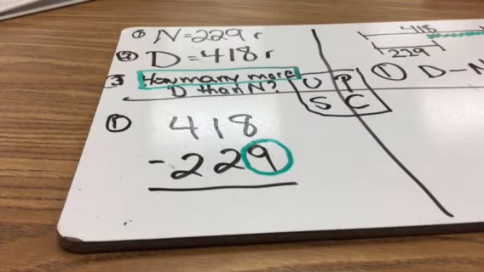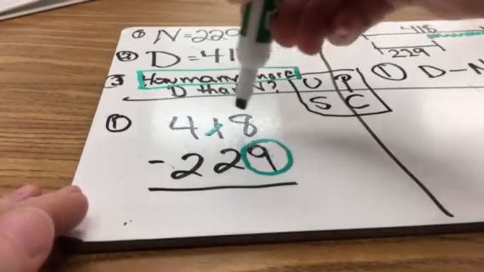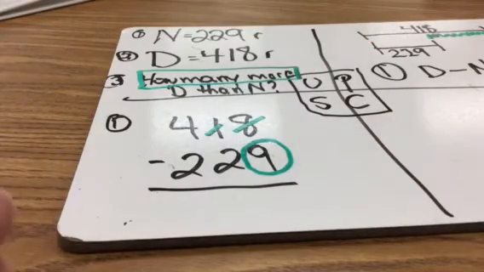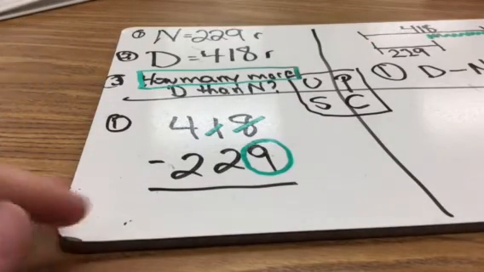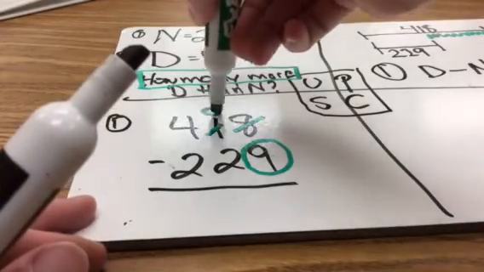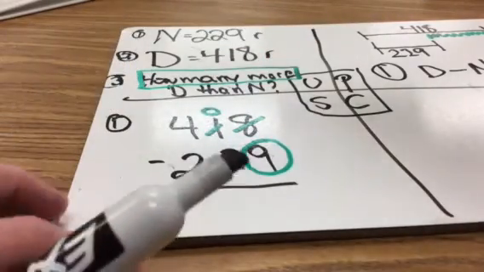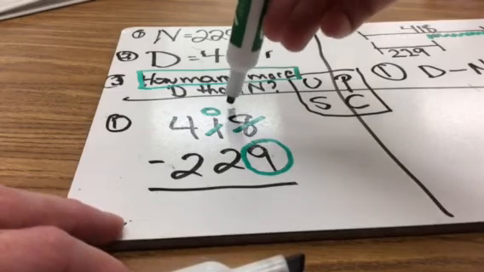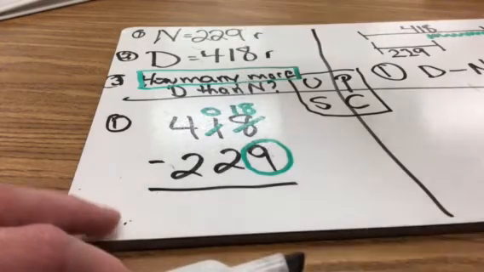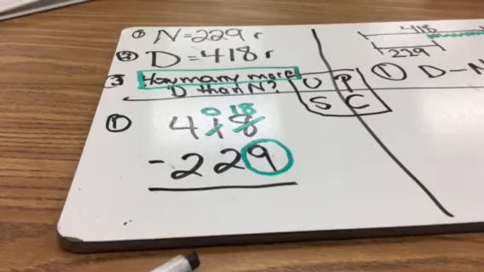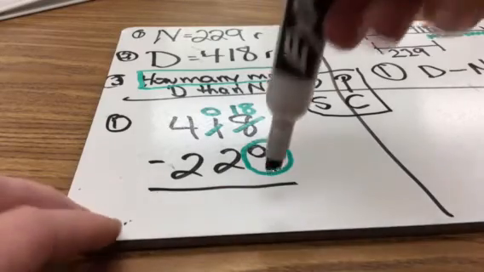More on the floor, go next door to borrow 10 more. So I had 1 ten, I'm going to trade it in for 10 ones. I had 8 ones, I get 10 more, so I have 18. Well, I know that's a doubles fact. 18 minus 9 is 9.